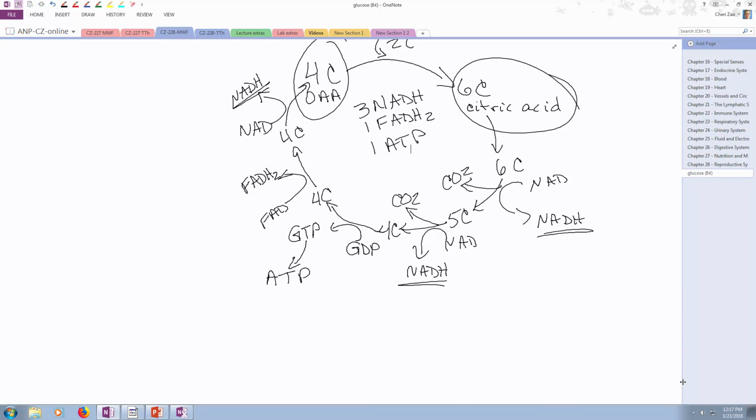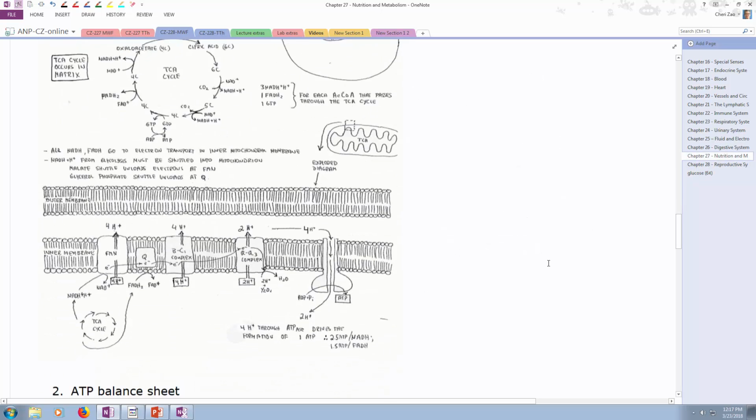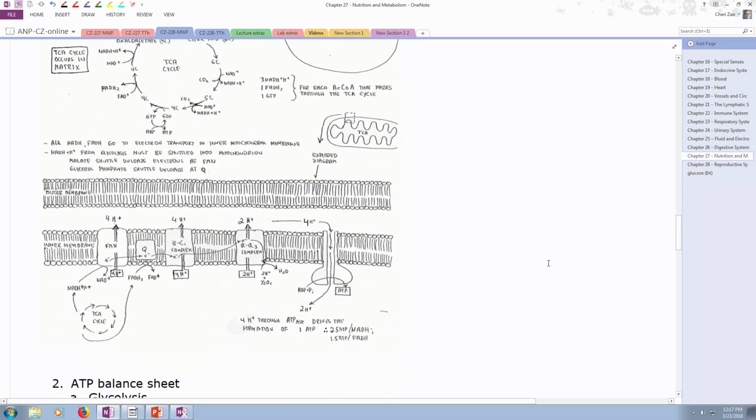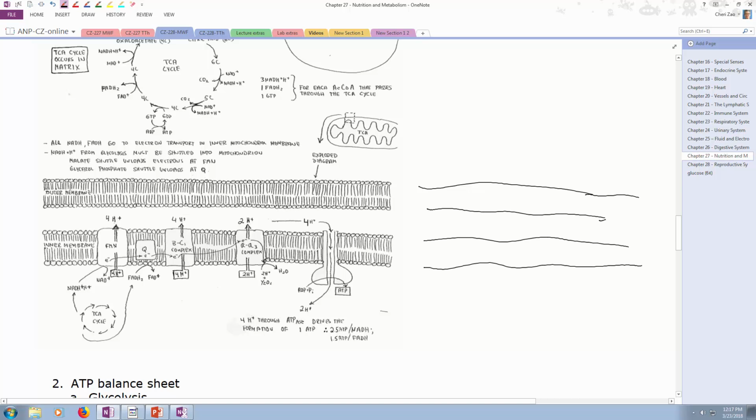So now let's go back into our notes and take a look at the next thing that I want you to be able to draw on your own. You can easily draw your outer mitochondrial membrane and your inner mitochondrial membrane. I'm going to just do this off to the side. So outer, inner, and inter. This is our intermembrane space.